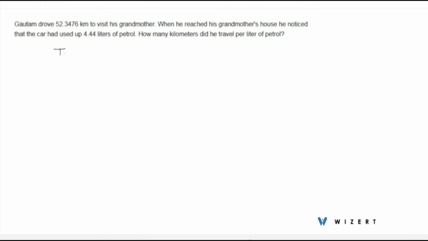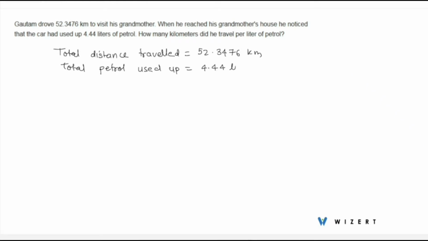So, total distance traveled is equal to 52.3476 kilometers. Total petrol used up is equal to 4.44 liters.